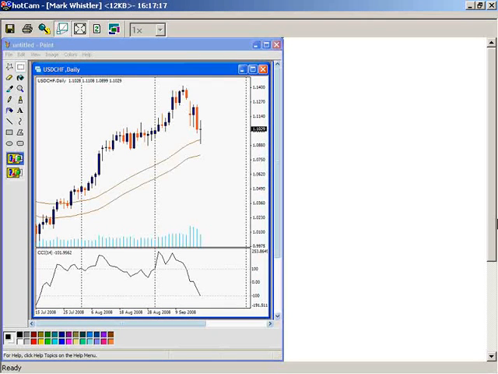VWAP. VWAP stands for volume weighted average price. And the VWAP is where you find institutional order flow.